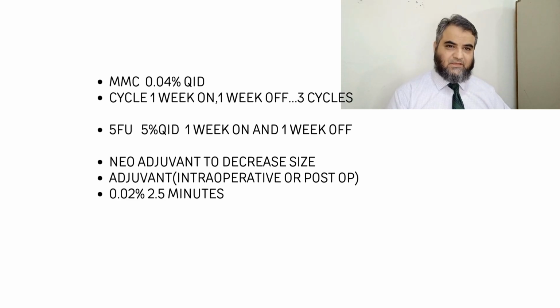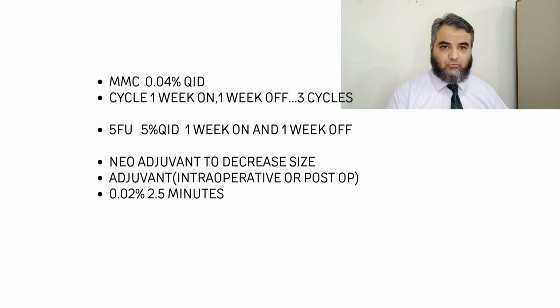So in such cases, antimetabolites have also some proven role. For example, if you go for mitomycin C, that can also be applied 0.04% 4 times daily. 1 week it is used, and after that 1 week it is off for 3 cycles. The other antimetabolite which is very helpful in controlling this is 5-FU, 5-fluorouracil. That is 1 week it is used and 1 week it is off. So these are the available antimetabolites which are being used.